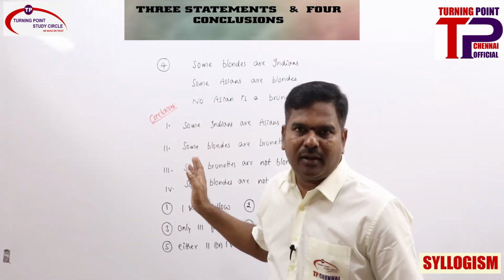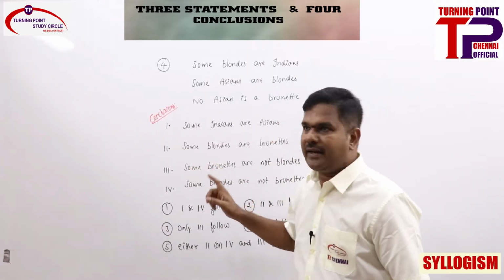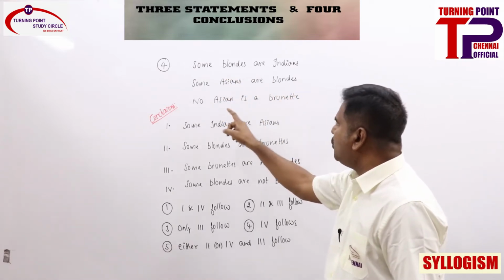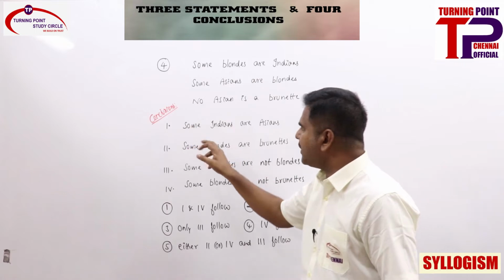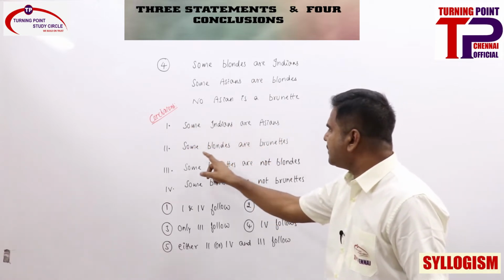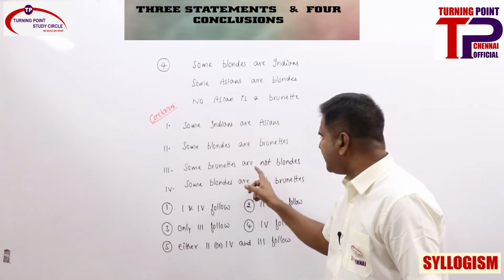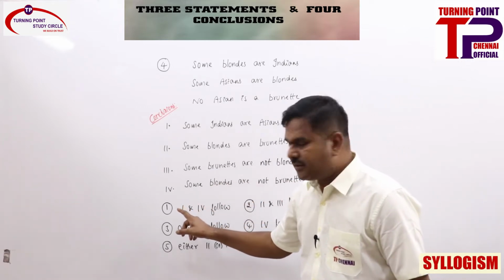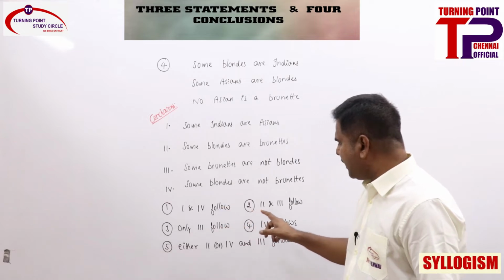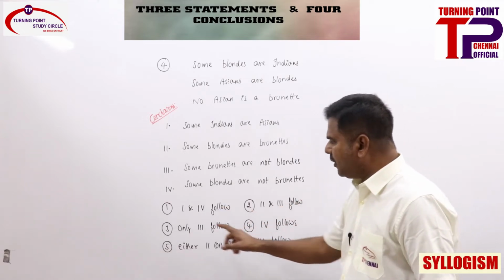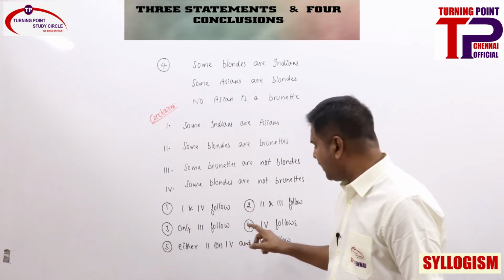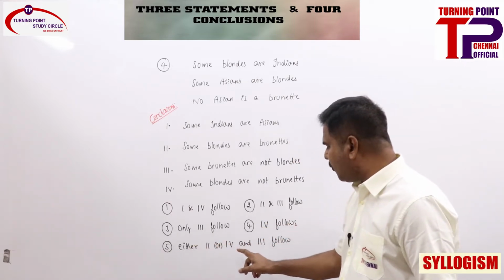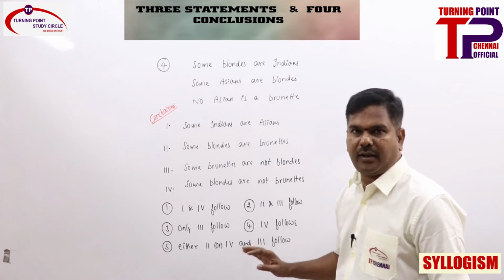Note down the fourth one and solve it. We will discuss later. Fourth one: some blondes are Indians. Some Asians are blondes. No Asian is a brunette. Conclusions: some Indians are Asians. Some blondes are brunettes. Some brunettes are not blondes. Some blondes are not brunettes. Answers: first one, 1 and 4 follow; second one, 2 and 3 follow; third one, only 3 follows; fourth one, 4 follows; fifth one, either 2 or 4 and 3 follow.